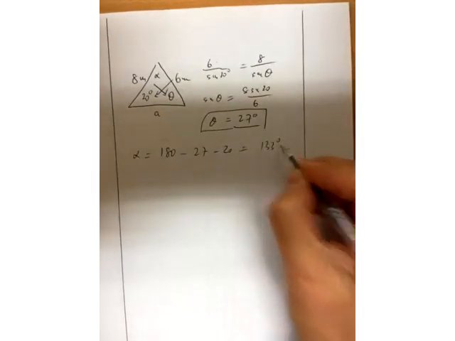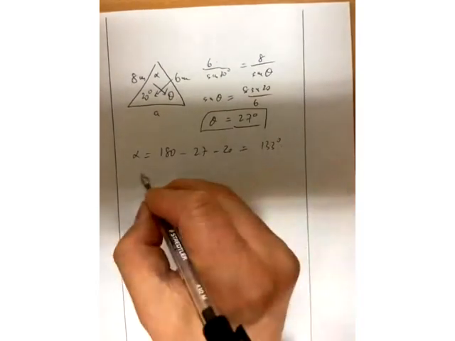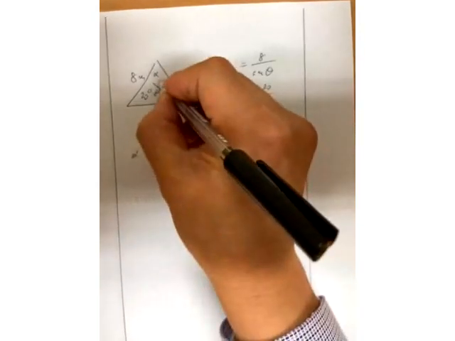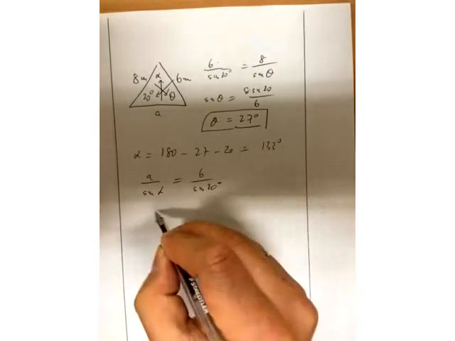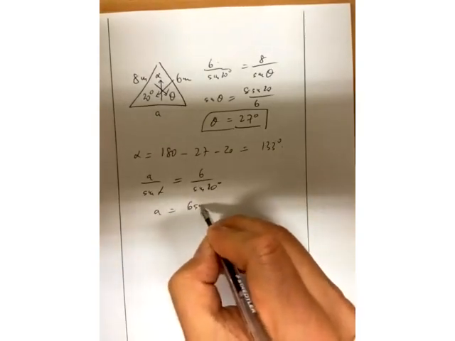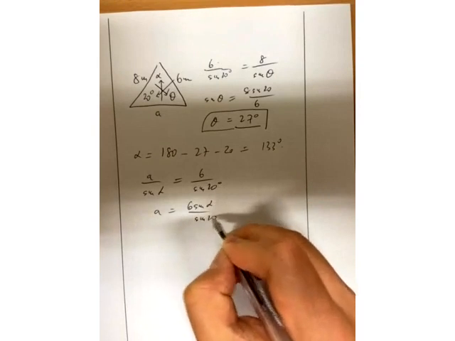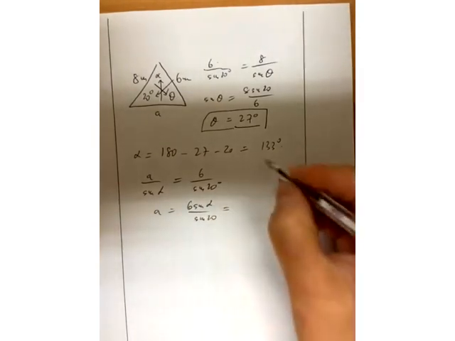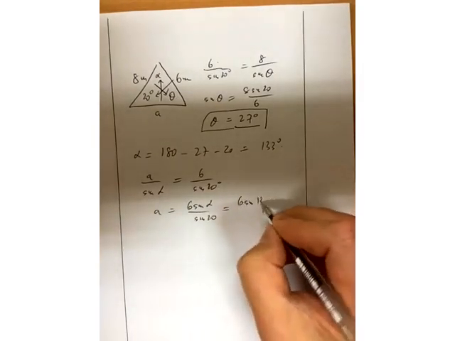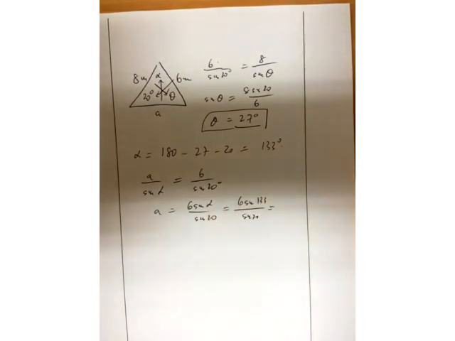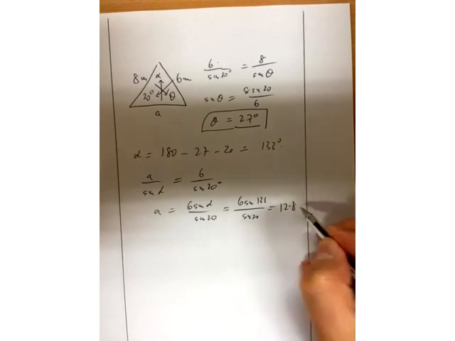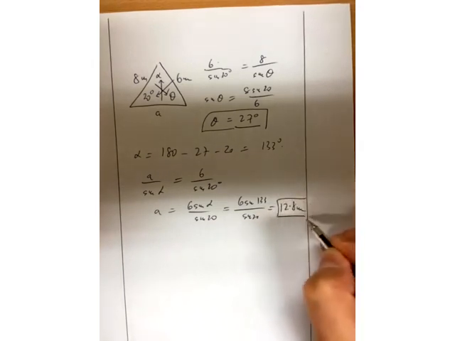And then you go the sine rule again, another arrow. So A over sine of alpha equals 6 over sine of 20 degrees. So A is 6 sine alpha over sine of 20, where alpha is 133. So sine 133 divided by sine 20, times 6, and I get 12.8 meters.